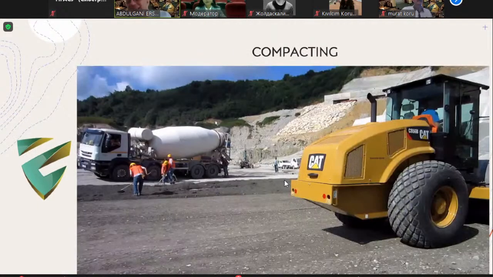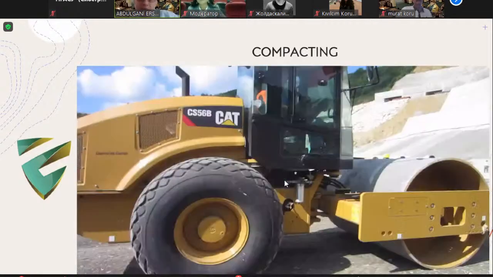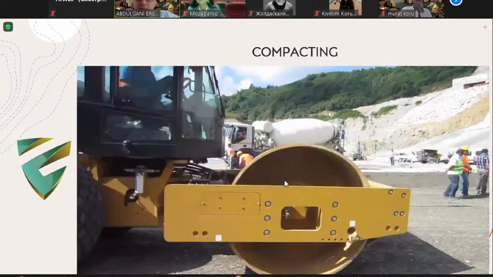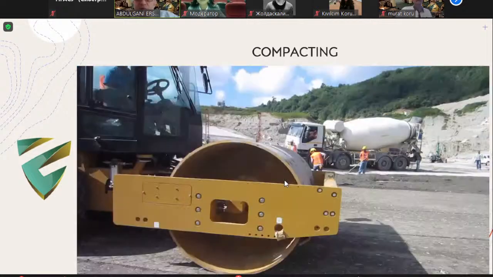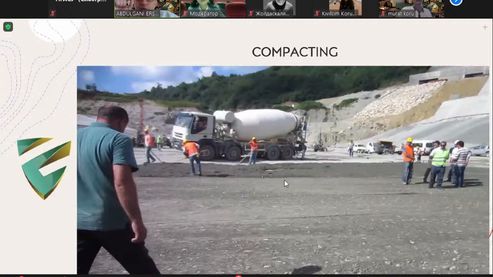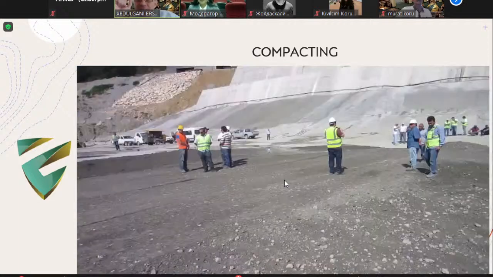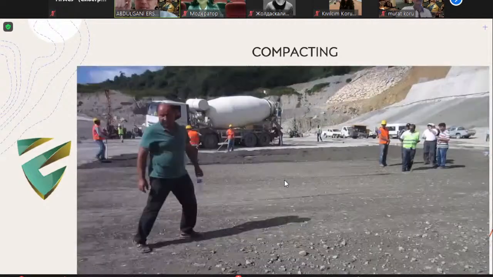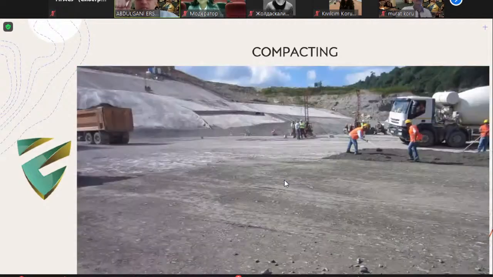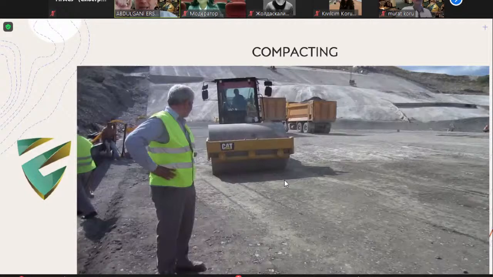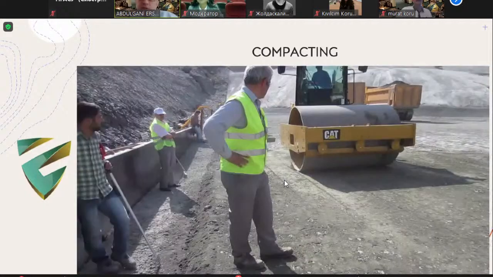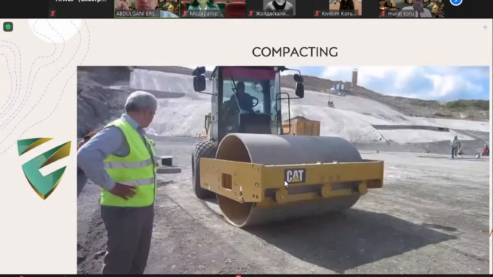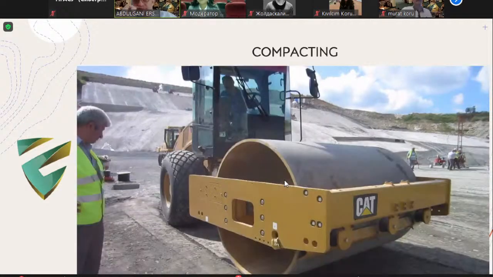So the next process is compacting. We are compacting the RCC with smooth-faced, heavyweight compactors. The most important part of producing RCC is compaction. The compaction must be at least 98%. We are measuring the compaction value with a nuclear measurement apparatus.